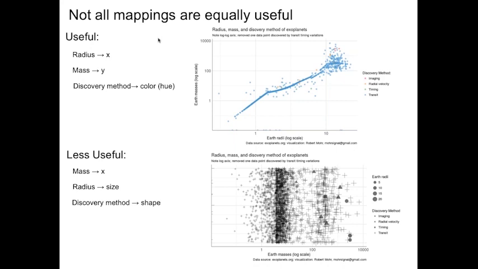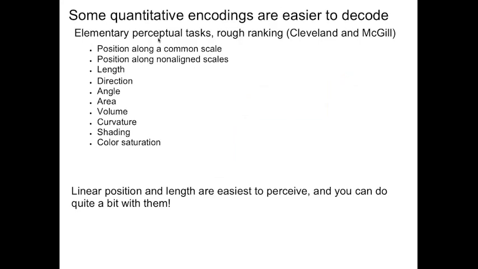So what's really going on here is that some quantitative encodings are easier to decode than others. And there's a rough ranking of the elementary perceptual tasks done, I believe, in the 70s by Cleveland and McGill, basically figuring out how easy is it for people to visually perceive these different things. And the winners that come out on top are position along a common scale, position along non-aligned scales, and length. So these linear distances and relative positions, right? And that's why we have bar plots, scatter plots, and line plots, all mapping things on their axes to the two spatial coordinates, right?